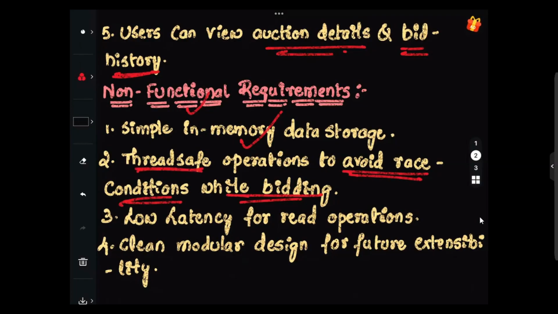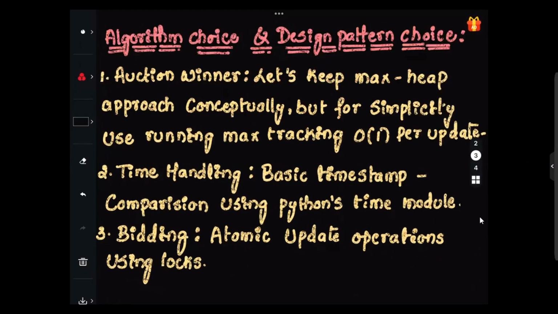The third one, low latency for read operations. The final one, clean modular design for future extensibility. This one also we have to take care of. These are the non-functional requirements. Based on the functional and non-functional requirements, I have gone with the algorithm choice and the design pattern choice. Let's discuss them.